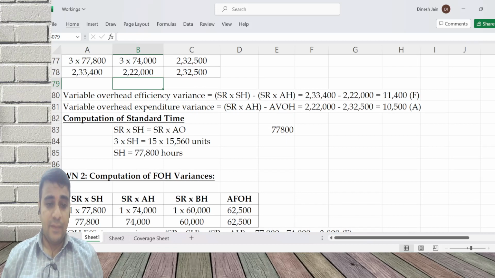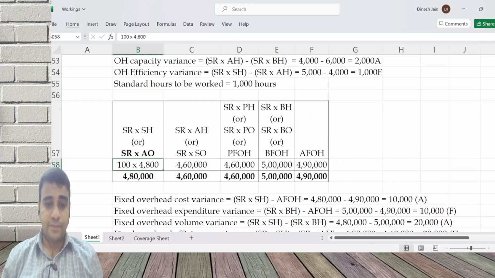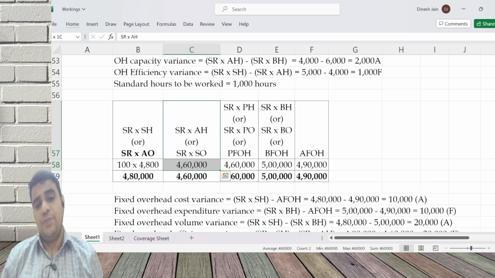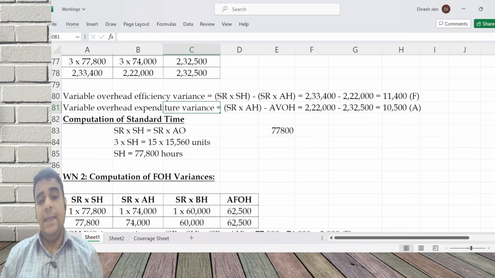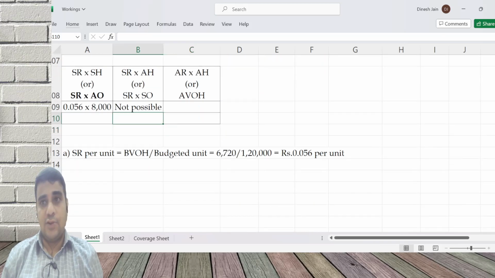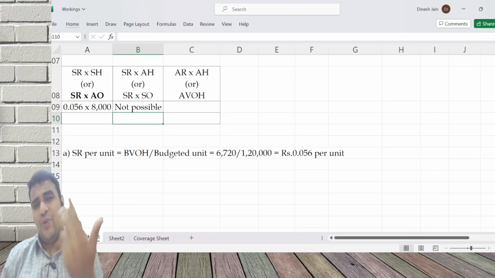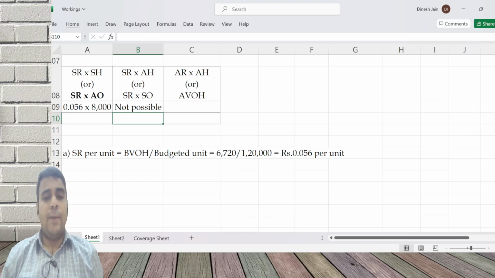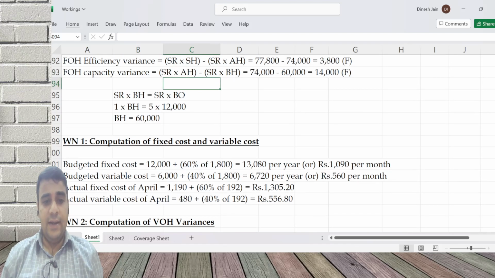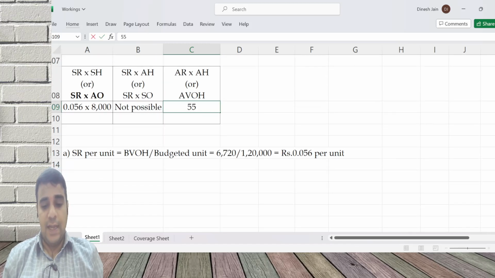In the earlier question, we took an assumption for calculating SR into SO, saying that it is equal to PFOH. Here I can say that SO is equal to AO or BO, some assumption I can take. But anyway, I don't need it because it's not required in the question. They have not asked us the breakup of expenditure and efficiency, so I'm not getting into this. AVOH is already done by us, which is 556.8. So let's just get the variable overhead cost variance. Only the variable overhead cost variance is needed.